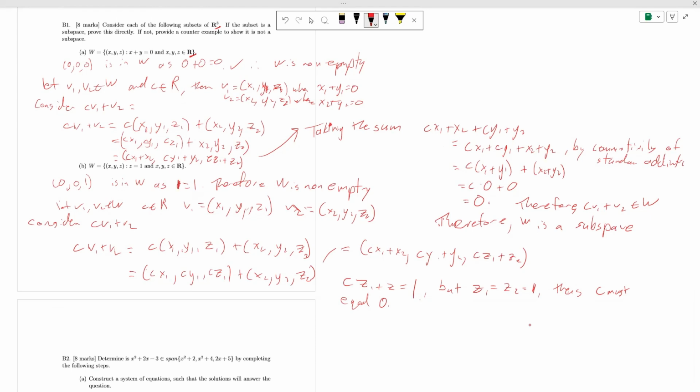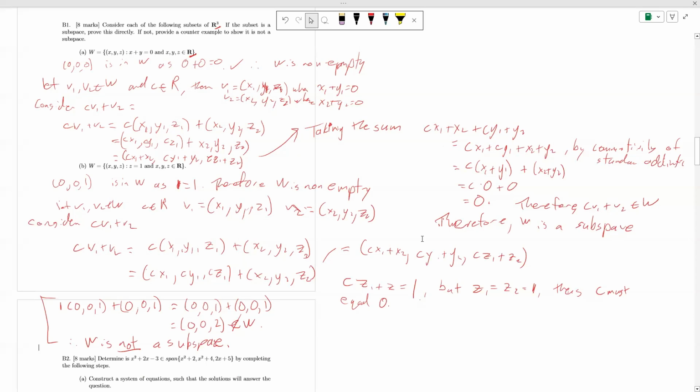Well, now we can just say, okay, let's take 0, 0, 1 times 1 plus 0, 0, 1. We know that vector was in W. When we add them, we get 0, 0, 2, which is not in W. We had a vector in W, we took a linear combination of it, and we're not in W. Therefore, W is not a subspace. And there's our counterexample.